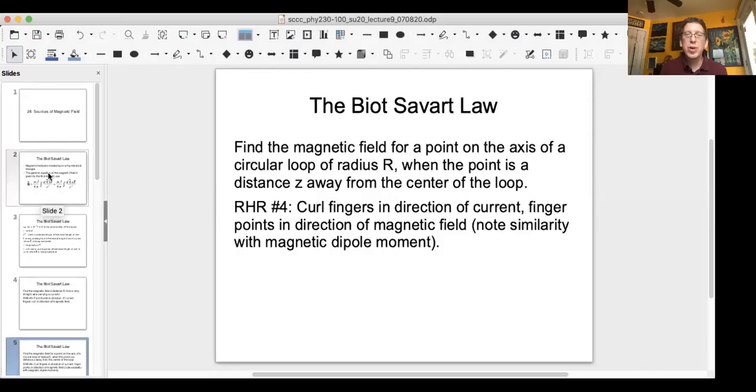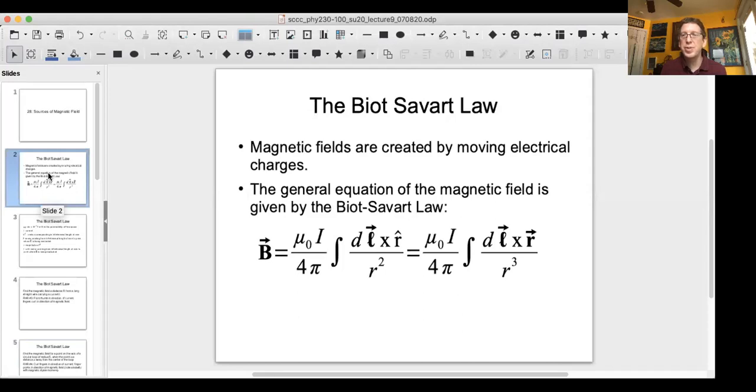The basic law in question is called the Biot-Savart law. This is the general law for figuring out the magnetic field at a particular point when you know the current. And it's a vector calculus equation. So there are a few steps, and you need to be careful and methodical about developing these steps.